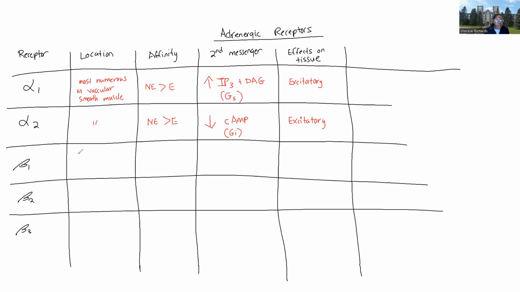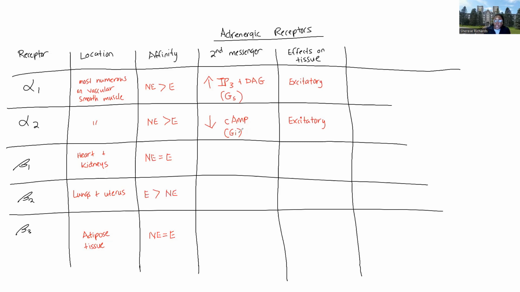Beta receptors, beta 1 on the heart and kidneys. Beta 2 on the lungs and uterus. And then beta 3 mainly on adipose, right? Our fat tissue. Beta 1 and beta 3 have no preference, so equal affinity for norepinephrine and epinephrine, whereas beta 2 prefers epinephrine over norepinephrine.